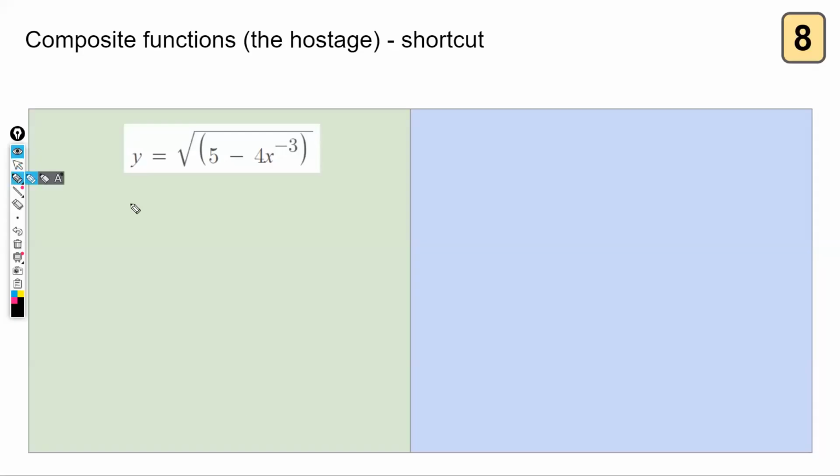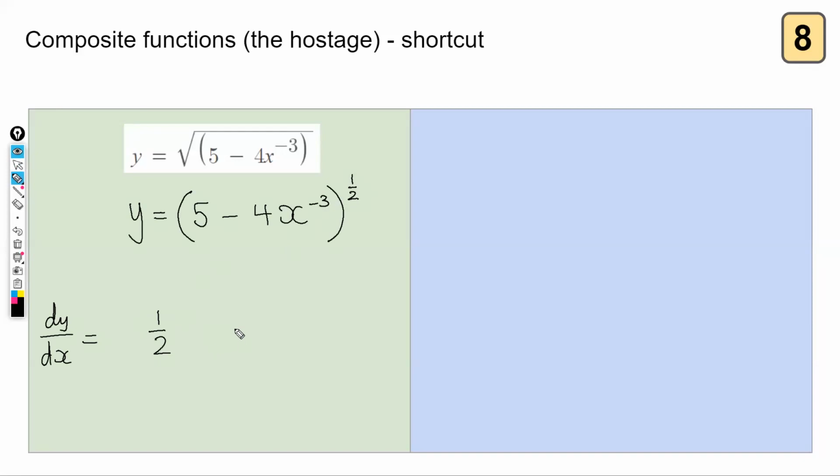That square root is a real humbug. So we'll put the 5 minus 4x to the power minus 3. This whole thing is to the power a half. So when we're differentiating here, throw the power in front, so you get a little half here, right?